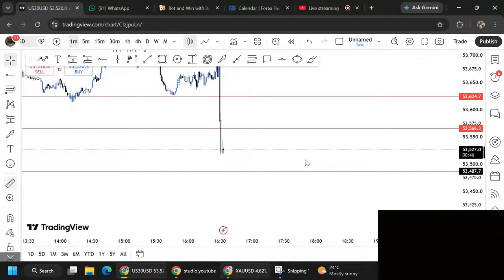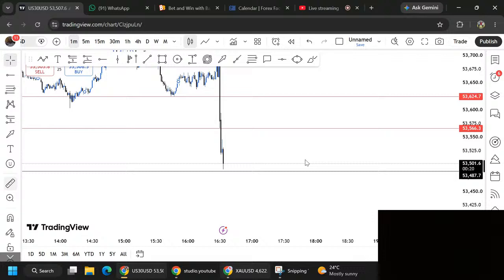So let's wait. We are still waiting for an entry confirmation for buys. Remember, I told you guys we are only looking for buys. Still dropping. Waiting for price to touch my zone. Yes, we are almost getting there. Some few pips to touch my daily level.